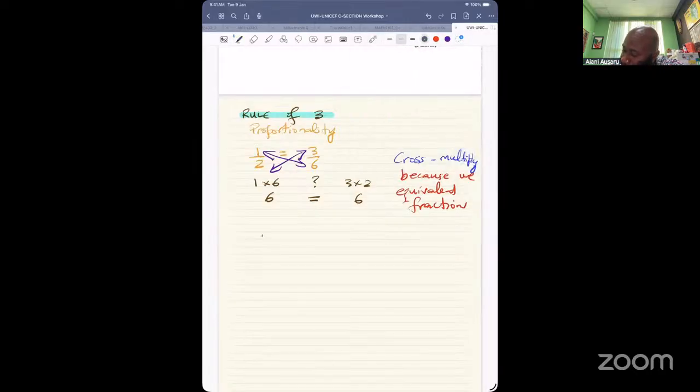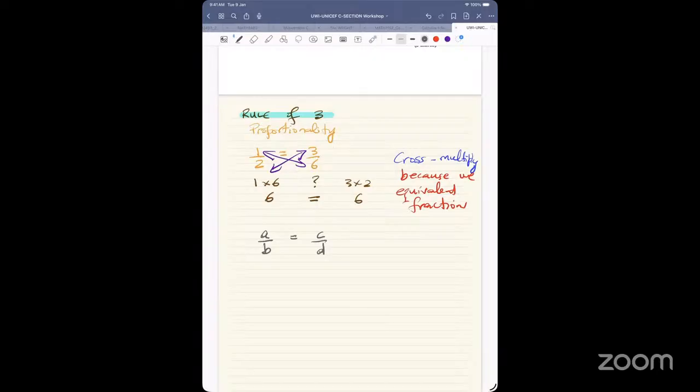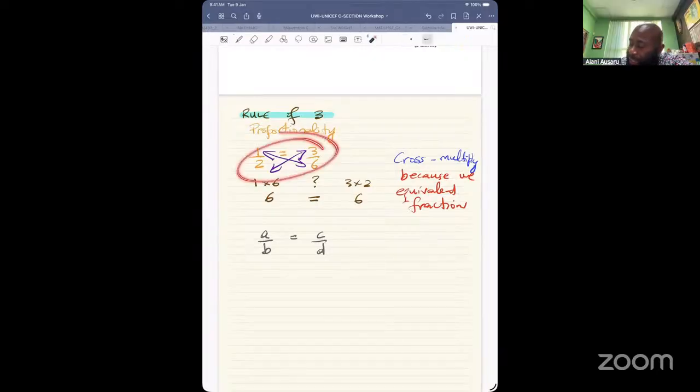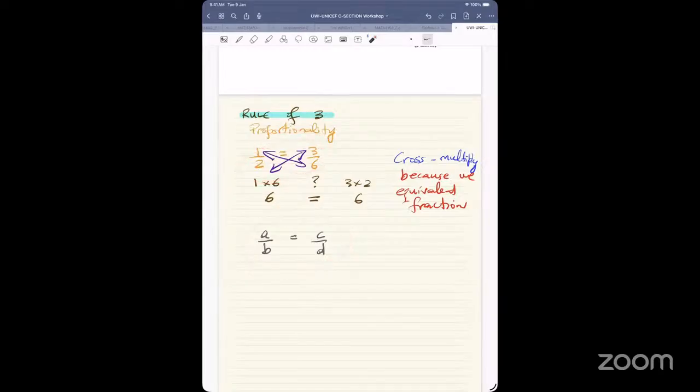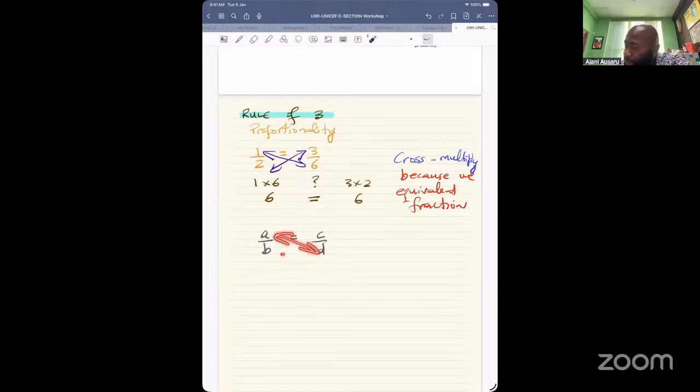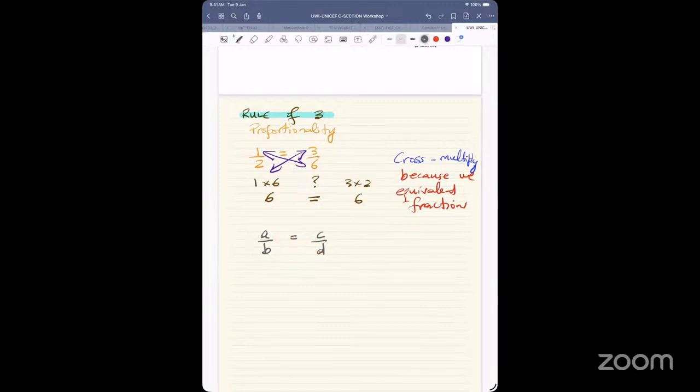So in general, I can write A over B is equal to what? C over D. All right, so we have two equivalent fractions, correct? Yes, sir. Can I cross multiply here as well? Can I do the same thing I did up top here? What can I write? A times D equals C times B. Beautiful. Beautiful.